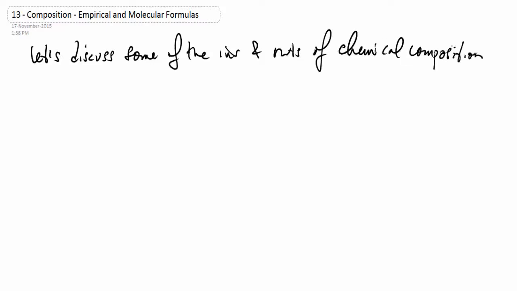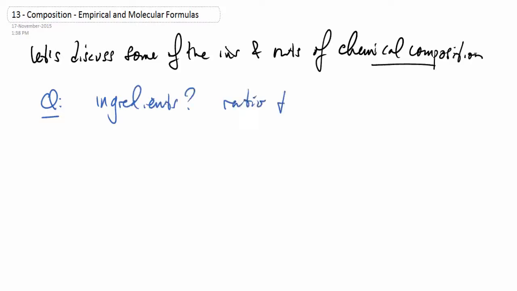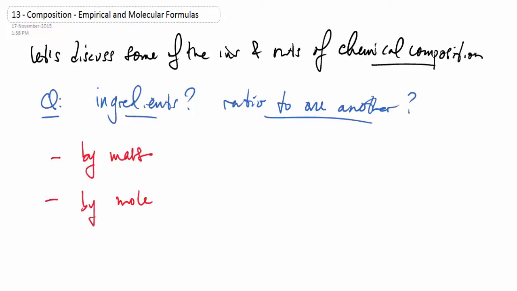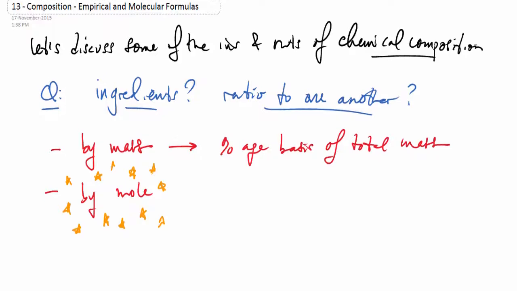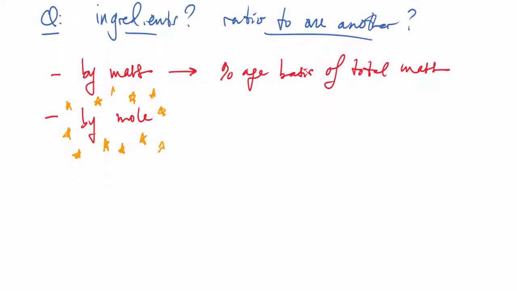So now let's discuss some of the ins and outs of chemical composition. The questions that we have about chemical composition are these: what are the ingredients of this compound, and what is the ratio of the ingredients in this compound, one to another? Well, we can look at composition by a mass perspective, that is the percentage basis on the total mass, or more appropriately by mole. So we're really interested in the composition by mole.